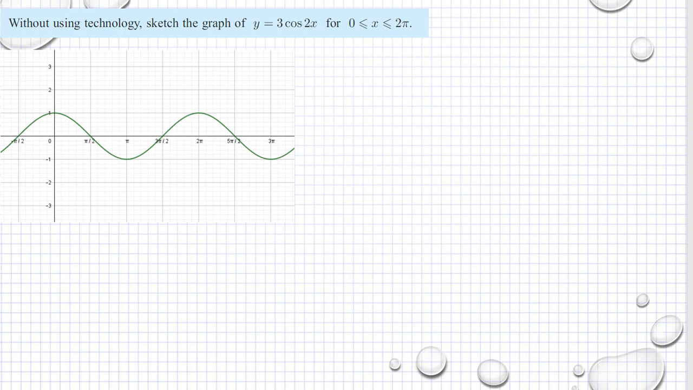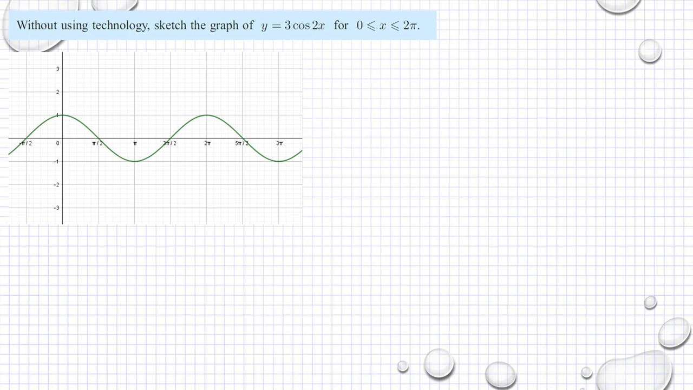Okay, without using technology, sketch a graph of y is equal to 3 cosine 2x. What it says to us is that our amplitude is now 3, not 1 anymore. And our period will be 2 pi divided by 2. Our b here is 2, so we have pi. That means we have 2 cycles, or 2 revolutions, when we go to 2 pi. So 1 revolution is here.